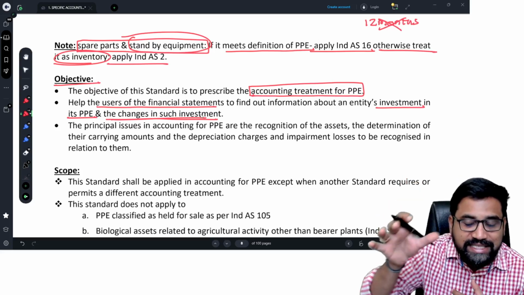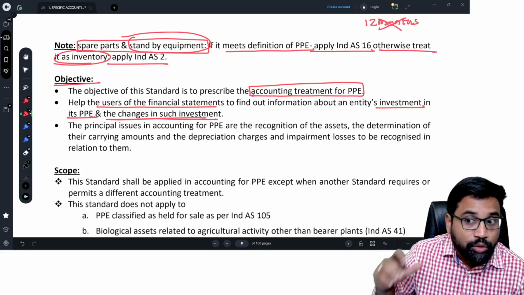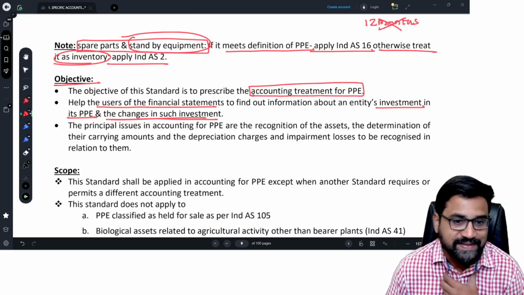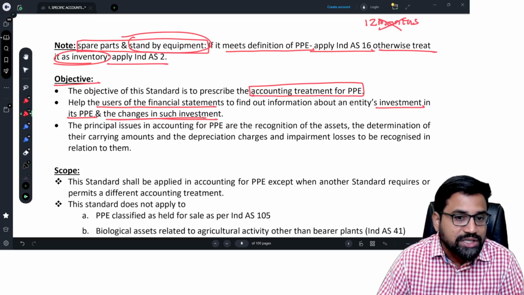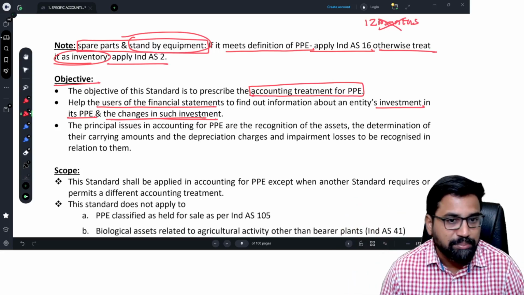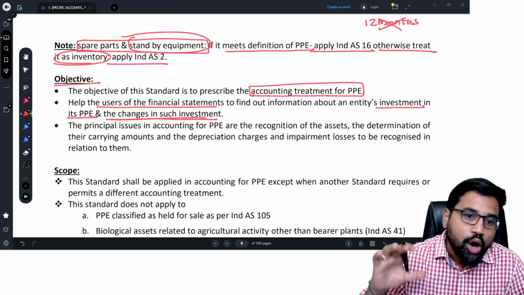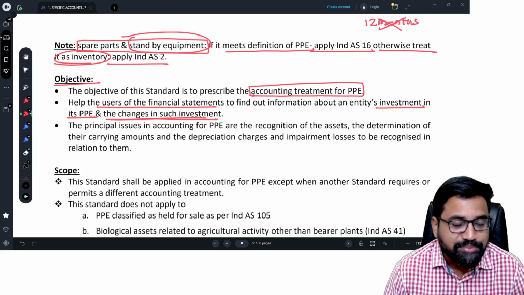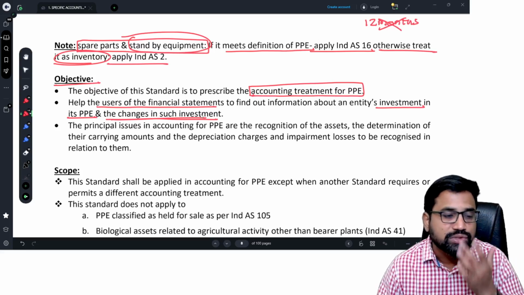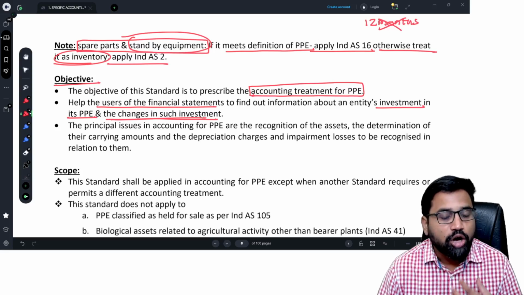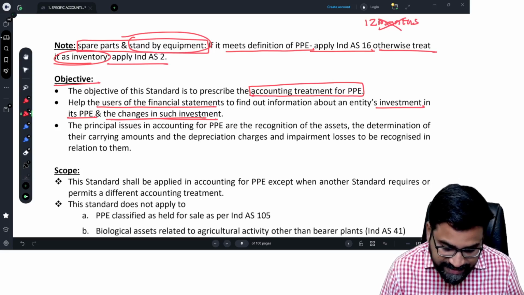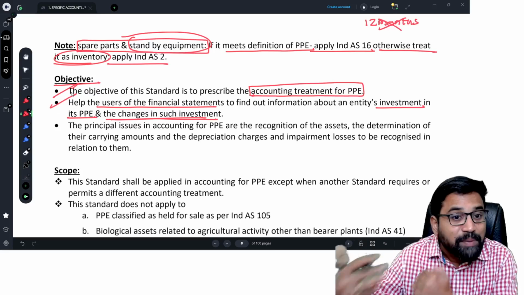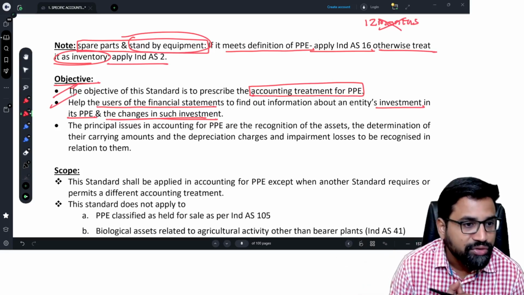If you read IND AS 16, at the end we have some disclosures. What disclosures we need to make in respect of PPE is also prescribed in IND AS 16. According to those disclosures, how much amount the company invested in PPE and what changes happened in the investments, all this information becomes mandatory to present as per IND AS 16. Therefore, it helps the users of financial statements to understand how much the company has invested in its assets. So providing requisite information about investment in PPE is also one of the objectives of this standard.